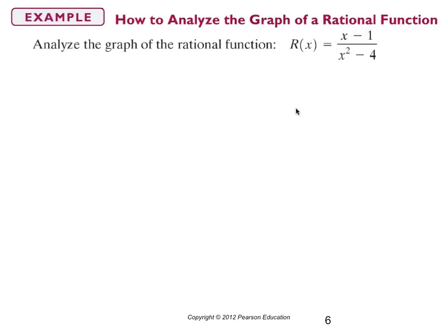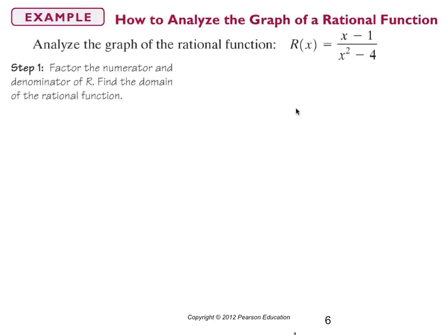Okay, so let's do the following steps, the ones that we just looked at, for the graph r of x equals x minus 1 over x squared minus 4. Step 1 is to factor the numerator and the denominator, and then find the domain. If we factor our numerator, there's nothing to do with it. It's just x minus 1, we can't factor that. But our denominator is the difference of two perfect squares, so it ends up being x plus 2 times x minus 2.